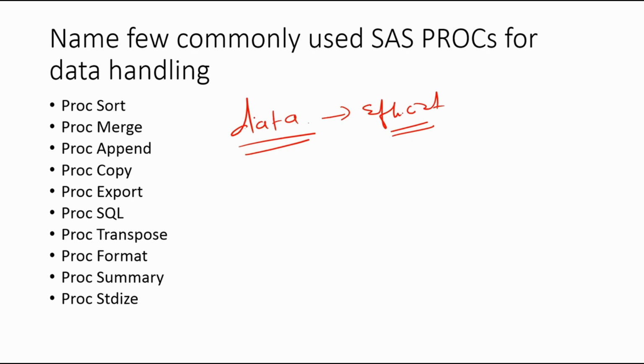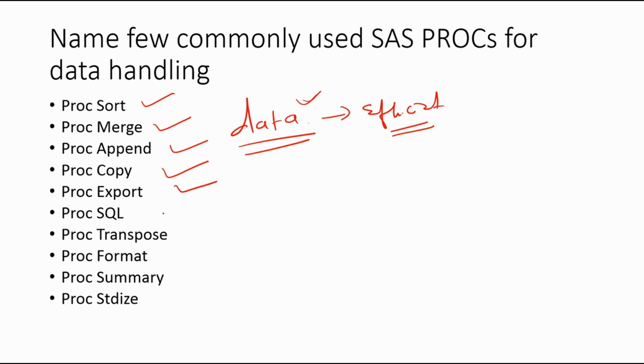If you want to sort the data using data step, it's going to take a lot of effort. But you have the SAS proc called proc sort. You can use that for sorting your data. You can merge your data using proc merge. You can append using proc append. You can copy one data set from one folder to the other using proc copy. You can export data to external file. It could be a spreadsheet file, Excel file, or an Access file using proc export.